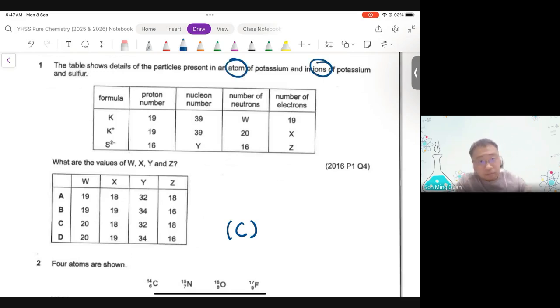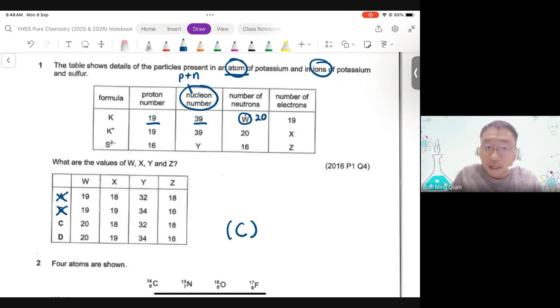First, for those who chose A, that means you did not understand the atom and how to use the nucleon number. You need to know nucleon number is P plus N. Protons and neutrons added together form the nucleon number. If the nucleon number is 39 and there are 19 protons, that means W is 39 minus 19 equals 20. So A cannot be the answer, B cannot be the answer because W must be 20. The atom of potassium has 20 neutrons because the nucleon number is 39 and the proton number is 19. So to find neutrons, we take 39 minus 19.